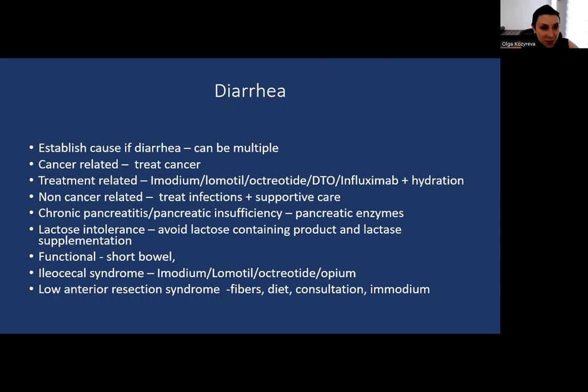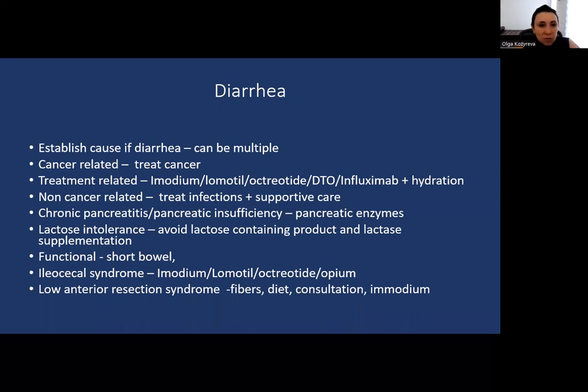So how do we manage diarrhea? Again, number one, establish the cause, which can be multiple. If it's cancer related, treat the cancer. If it's treatment related, you can use Imodium, Lomotil, octreotide. We use a lot of diluted tincture of opium. Very excellent medication, cheap, probably used for several thousand years for diarrhea.